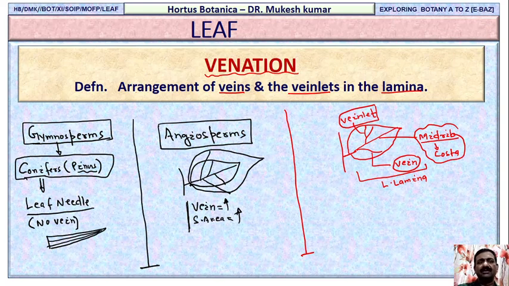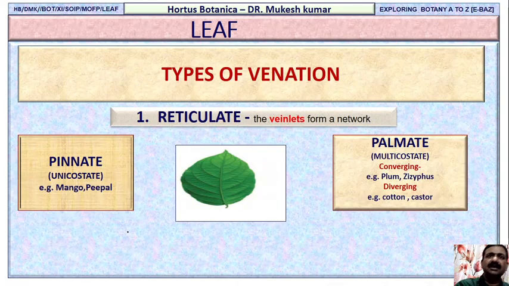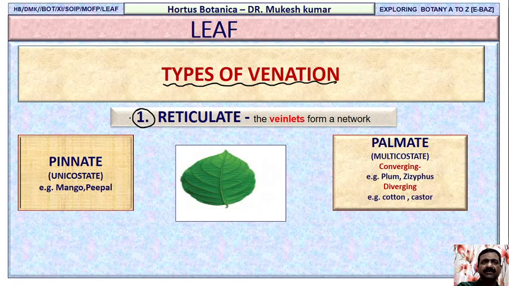When veins are not present, the whole surface area will appear like a needle-like structure. So there is no vein in the case of conifers. But veins show great diversity in angiosperms. Now let's see which types of diversity we find here. We will discuss the types of venation. We have two types of venation, which you all know very commonly: one is reticulate venation, another is parallel venation.